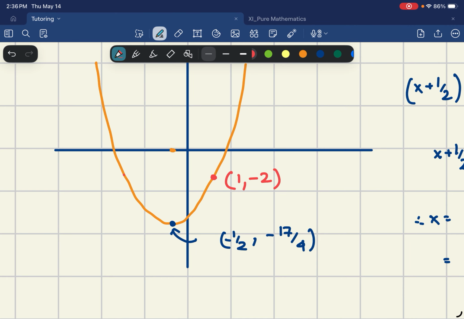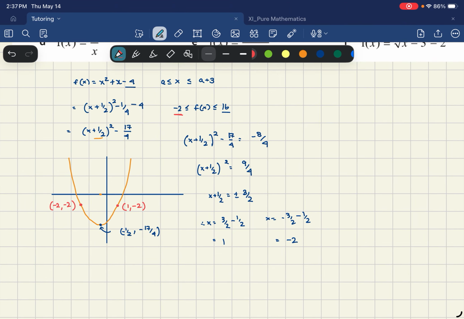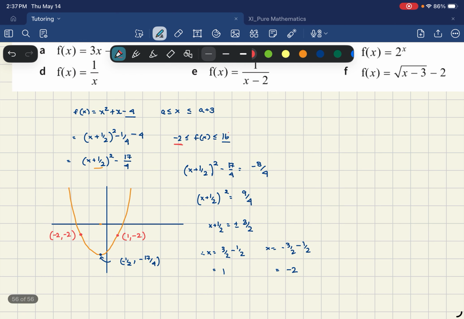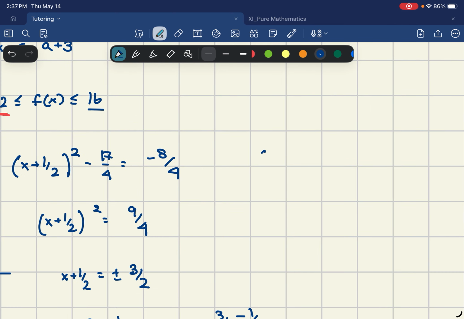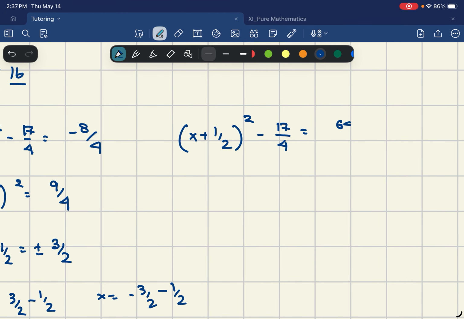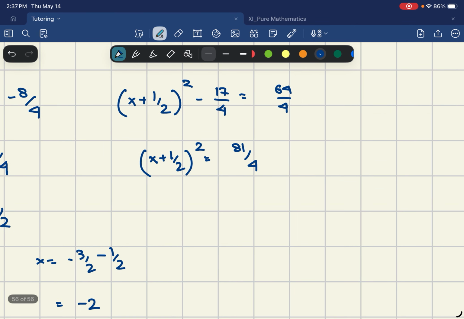And we have x is -2, comma, -2. All right. And now we need to go up until 16. So we're going to solve this equation again until we get to 16. So 16 is just 64/4. So (x + 1/2)², you're going to get 81/4. I think, yeah. And x plus half is going to give plus or minus. If you take the square root, you're going to get 9/2.